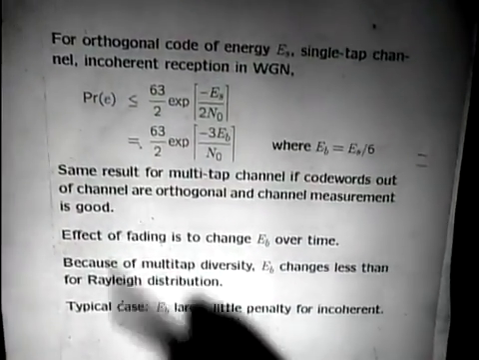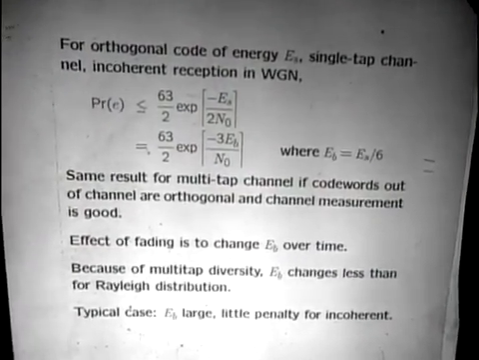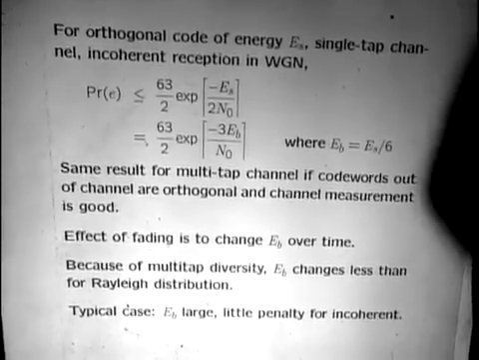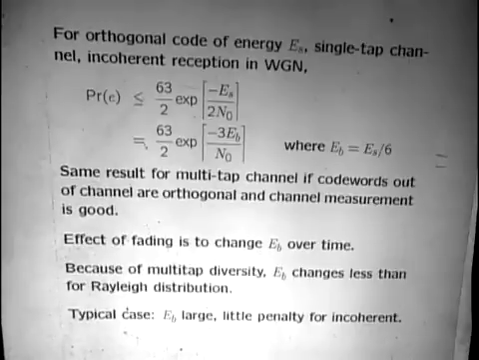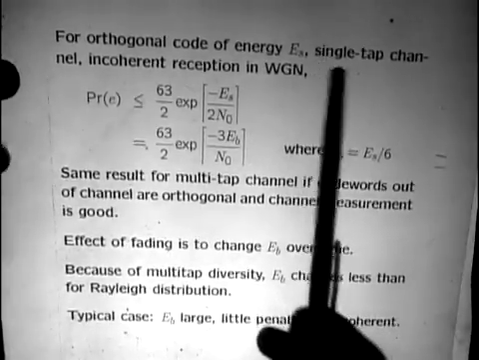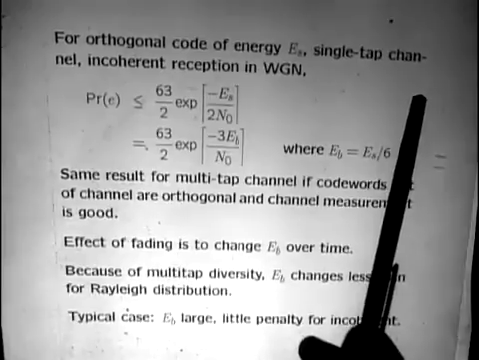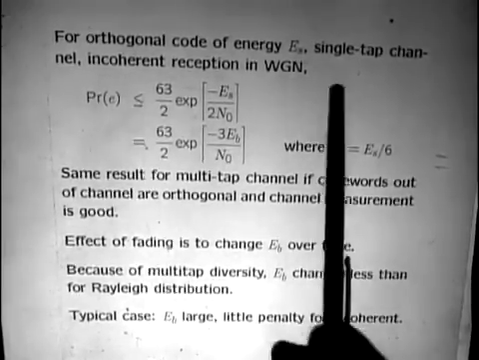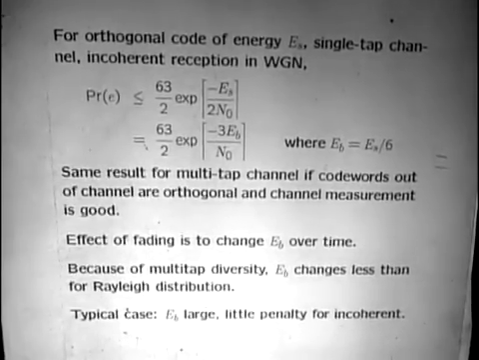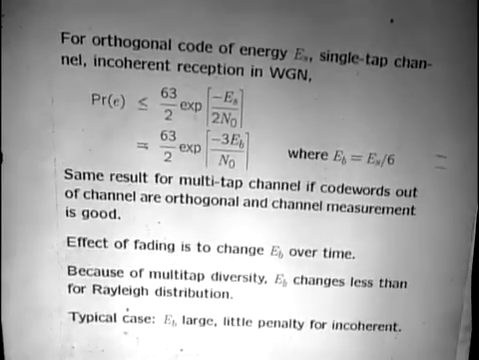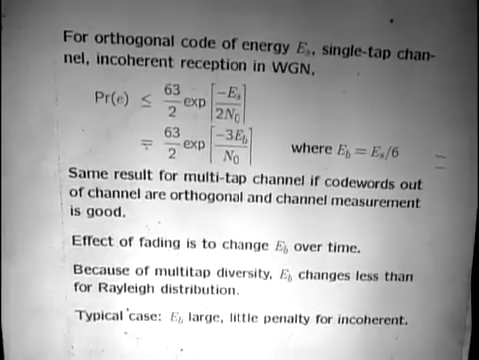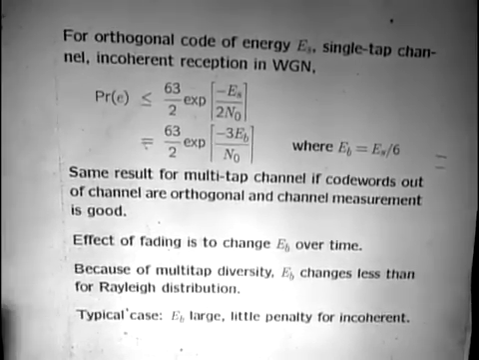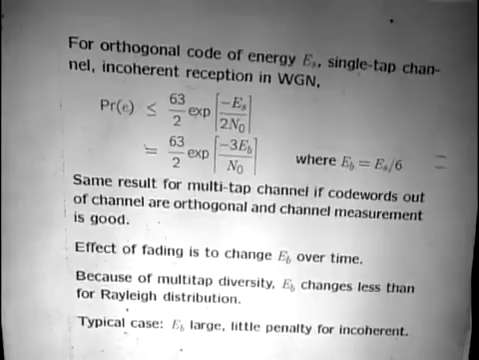Okay, if we now imagine these orthogonal code words, and suppose that each orthogonal code word has an energy, E sub s, and suppose for the time being that the channel is represented perfectly by a single tap model, and we know what the energy in that single tap model is. We don't know what the phase is, so we're using incoherent detection. What's the error probability?